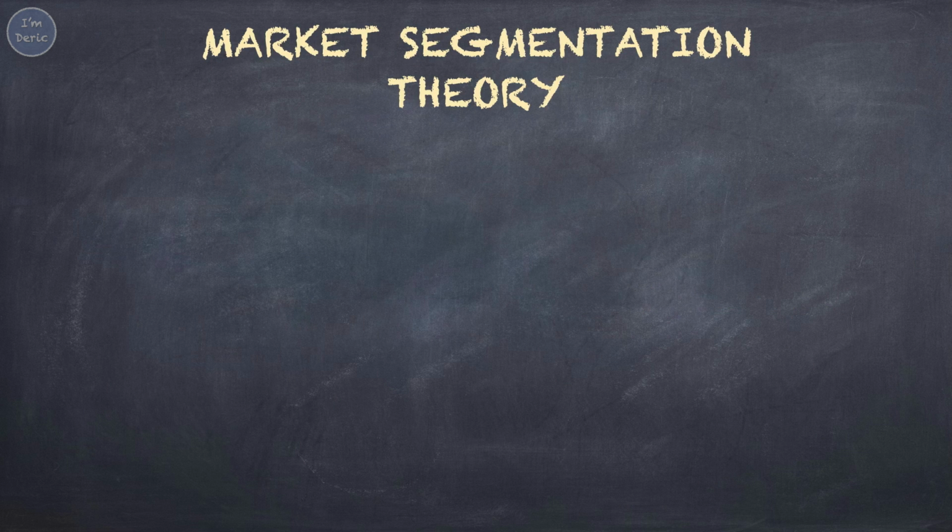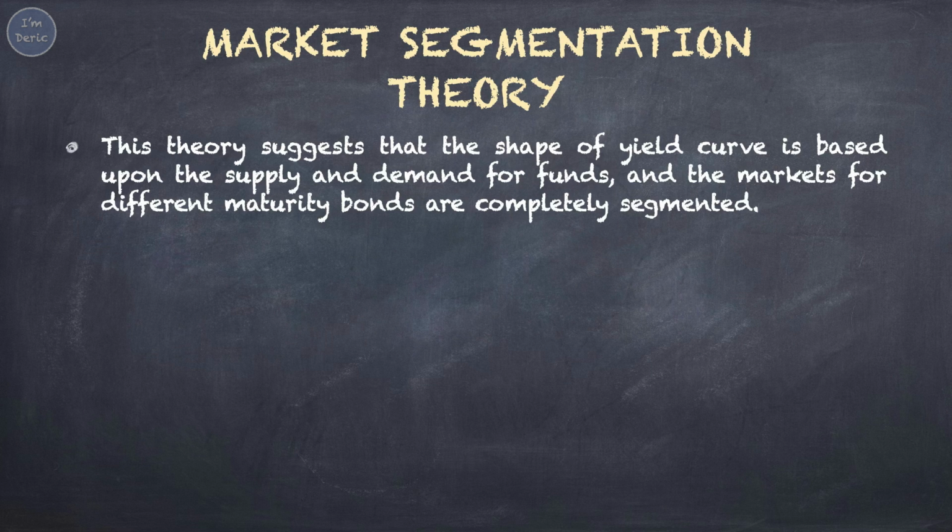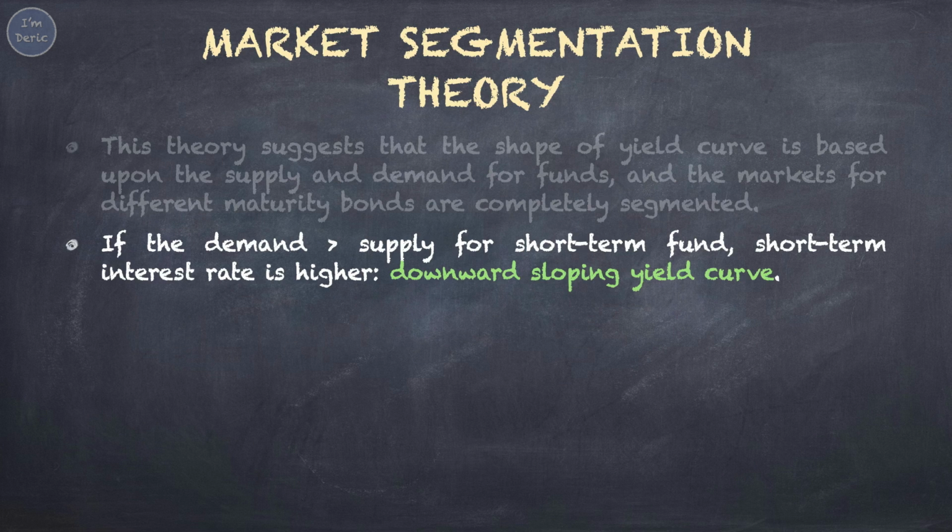The second, market segmentation theory. This theory suggests that the shape of yield curve is based upon the supply and demand for funds, and the markets for different maturity bonds are completely segmented. If the demand is more than the supply for short-term fund, it means more people are looking for money in the short term. So short-term interest rate will become higher. In other words, long-term interest will become lower. Therefore, you will get a downward sloping yield curve.